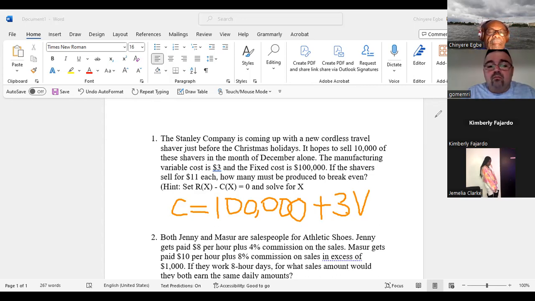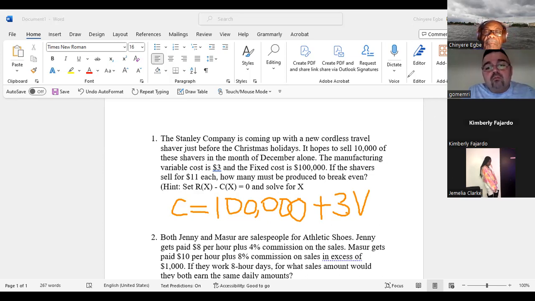This is the cost. If you manufacture your shavers, you will spend at least $100,000 even if you don't manufacture any shaver, because, for example, your machinery would depreciate. You pay utility for the light, you pay for the power, what have you. But you must spend at least $100,000. And then for each shaver you produce, it will cost you $3 to produce that shaver. So your cost is 100,000 plus 3 times V.